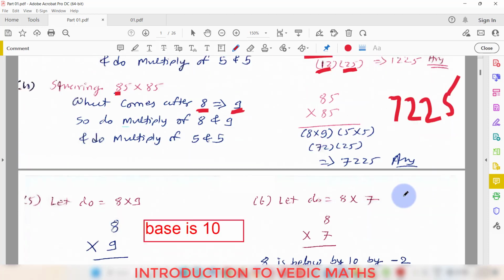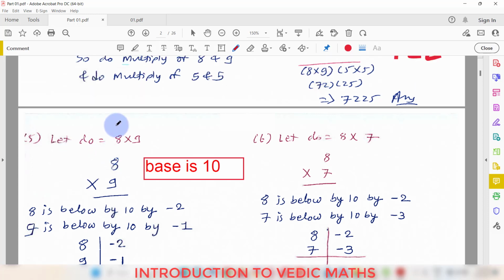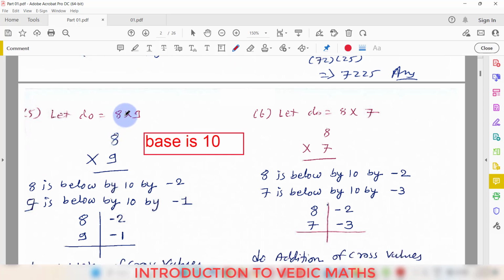Very, very simple. Now let me do some multiplication, because as you are aware of the 1 to 20 tables, but still, how do these values come, like 8 times 9? Let's see. So let me do 8 times 9.